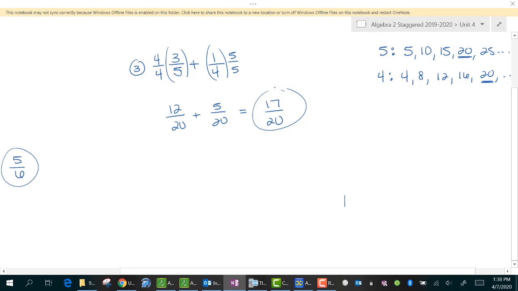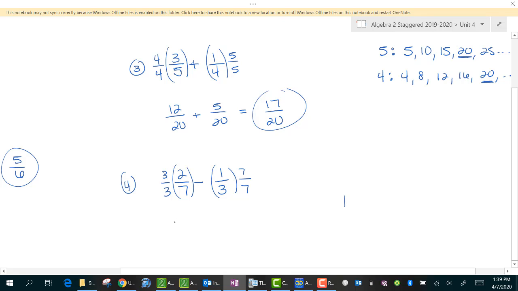Okay, let's do one more. How about subtraction this time? Let's do 2/7 minus 1/3. There we go. Again, we need common denominators. 7 and 3 are both prime numbers, so they do not have any common factors here. So I'm going to multiply 2/7 by 3/3 and 1/3 by 7/7.